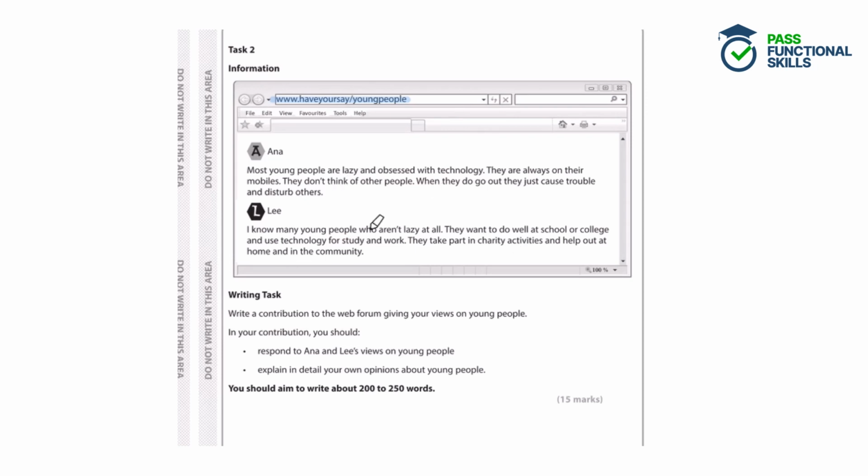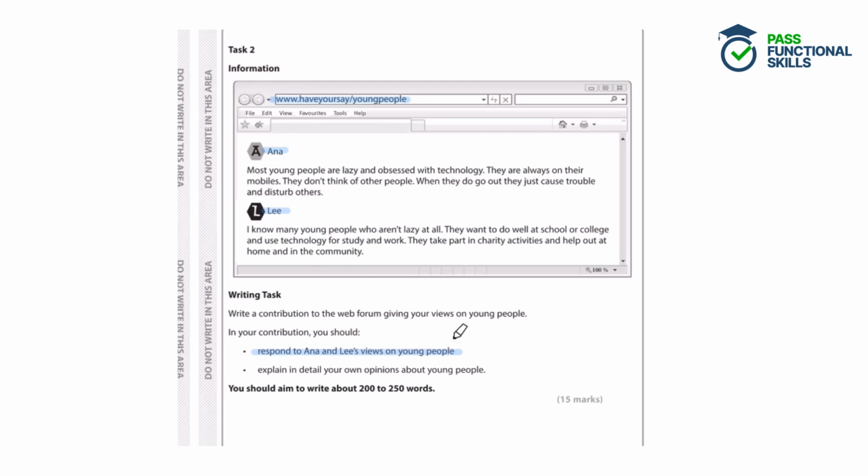So the context here that we've been given, these comments from Anna and Lee are really important because we have to respond to their views. So when we're responding to their views, we have to consider what their views are and what we agree with and disagree with and why. So Anna is saying that most people are lazy and they're obsessed with technology when they're young. And they don't think of other people, they cause trouble, they disturb people. So she has quite a negative view.